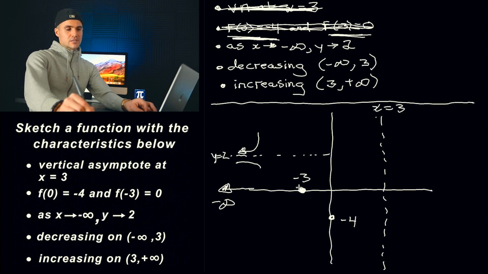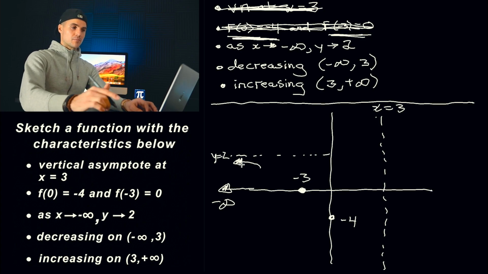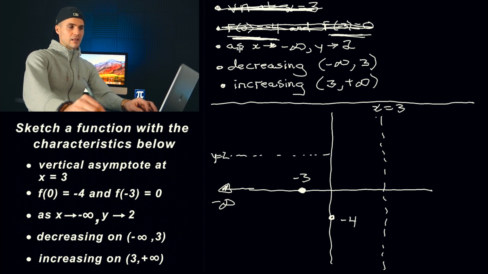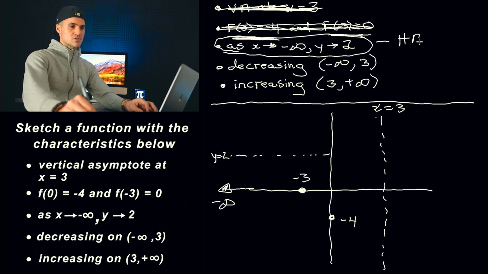But in this case, hopefully you could see, because it has to go through these points, it's more likely that we're going to be approaching this y value of 2 from the bottom, right? And then it's going to go through these points. But we're going to have to look at these other two characteristics as well. But nevertheless, hopefully you could recognize that this characteristic represents a horizontal asymptote.